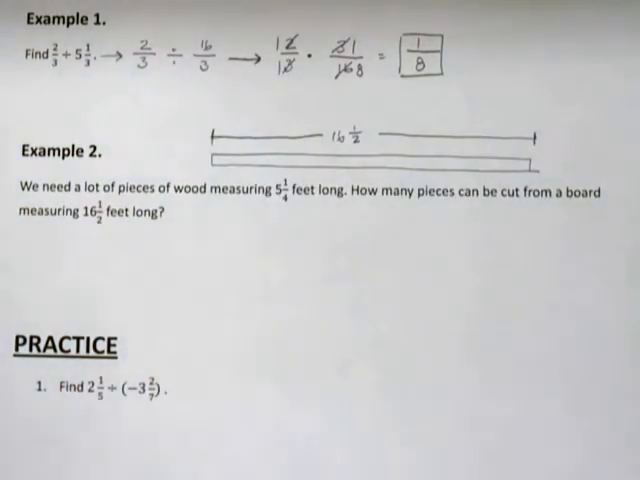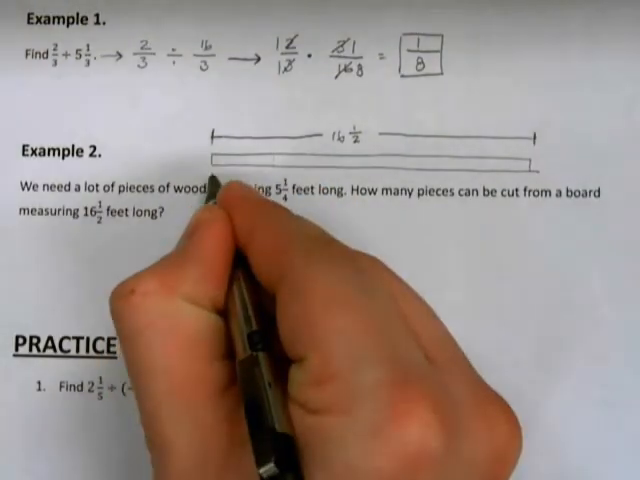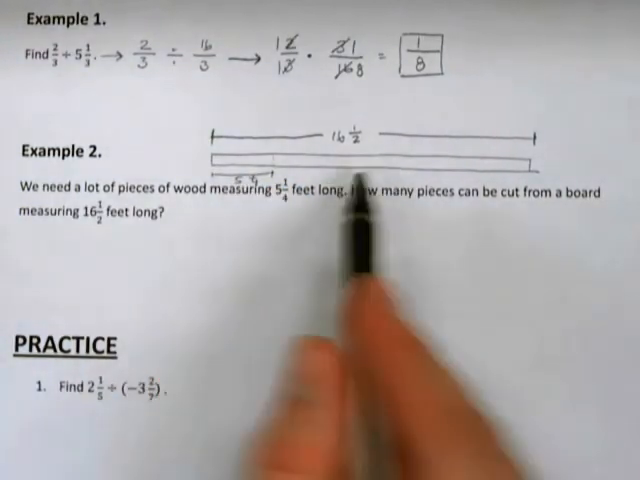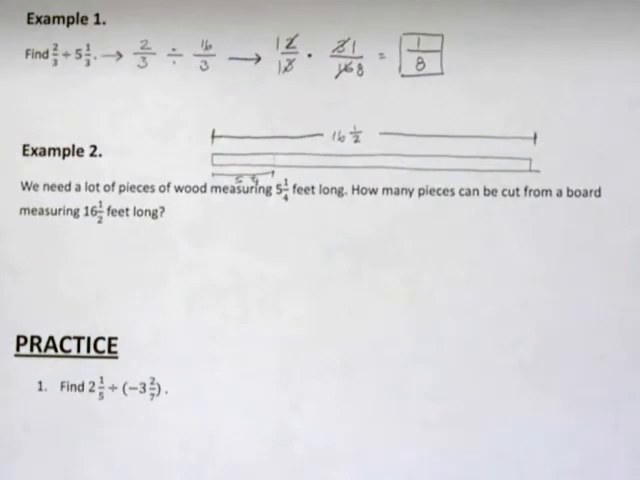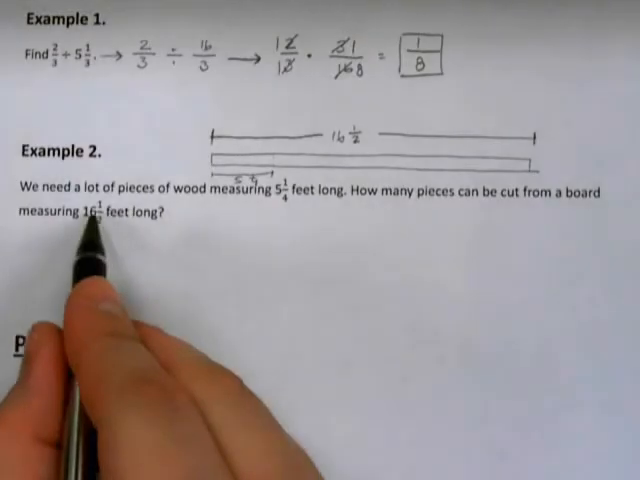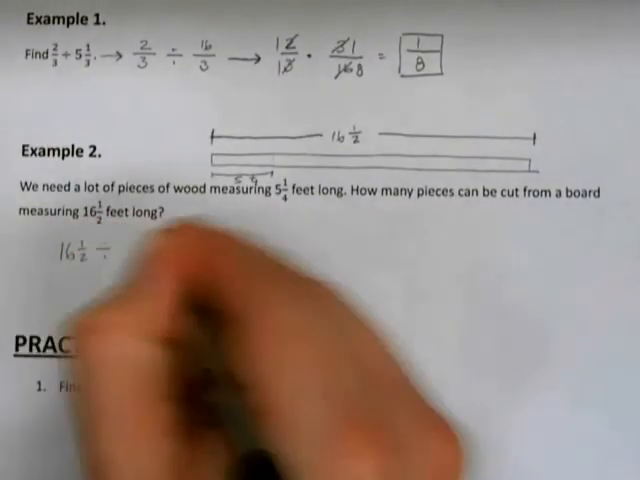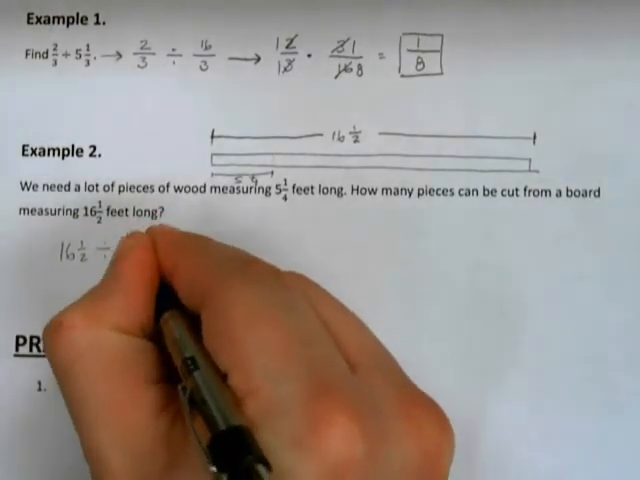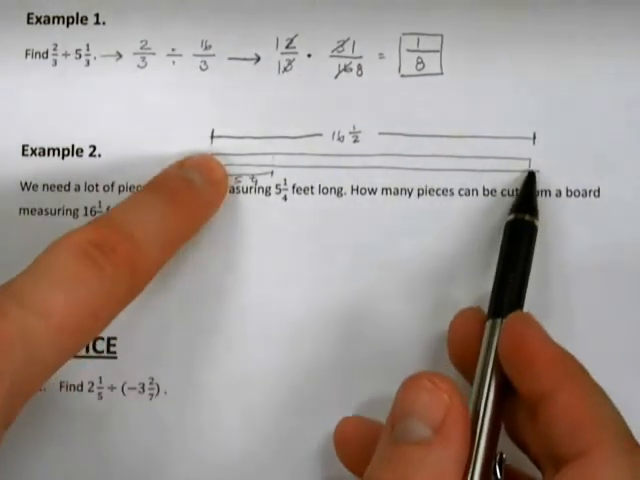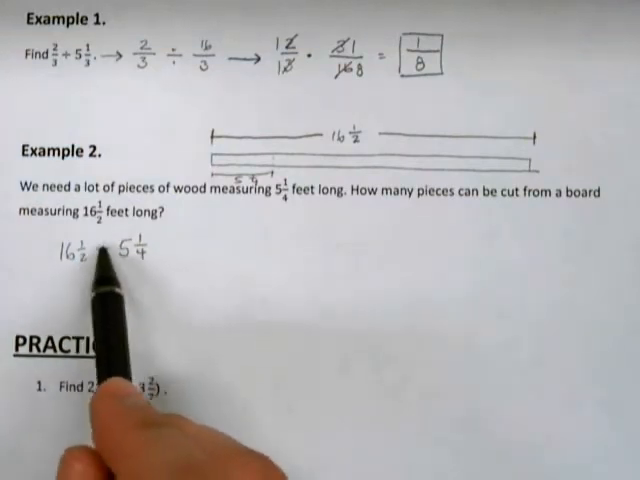And we need to cut a certain amount of boards that are only 5 1/4 feet. We want to know how many 5 1/4 boards we can cut from this 16 1/2 foot long board total. So what I have to do is take 16 1/2 and divide that by 5 1/4. That's the most confusing part, which fraction is supposed to go where. We're taking the whole board and dividing it by just a smaller amount, and that's how you know that 5 1/4 is the divided by part.